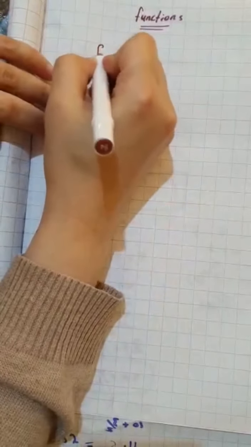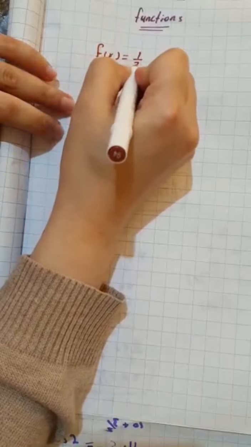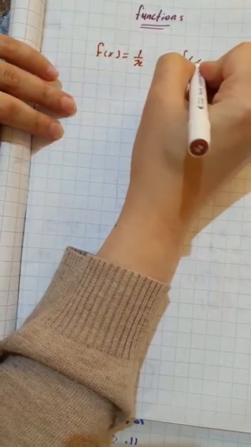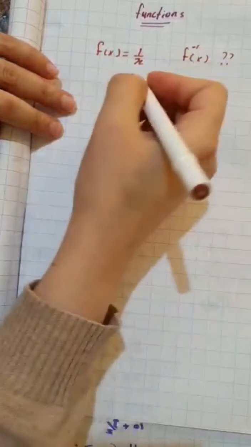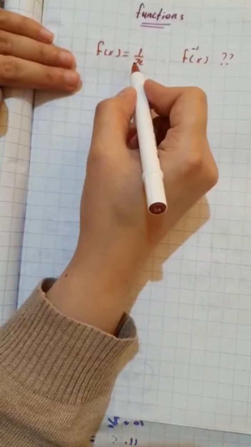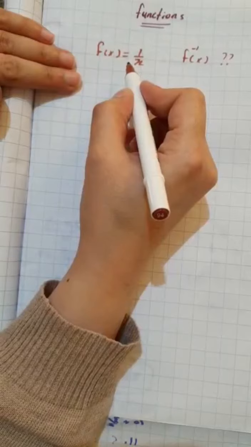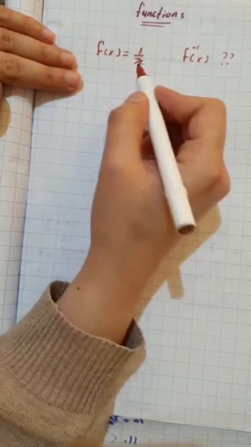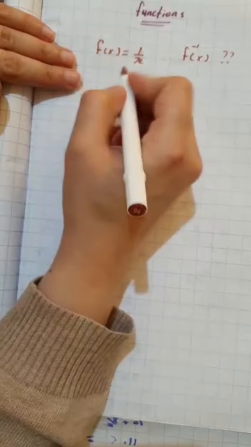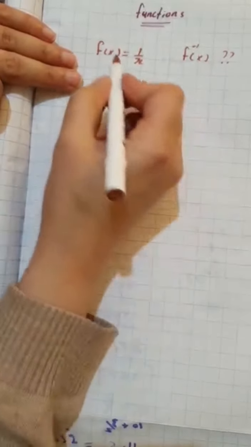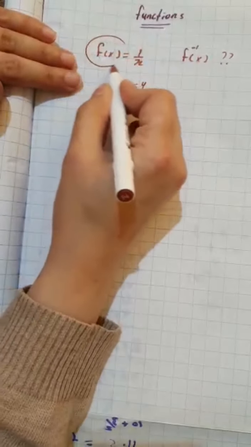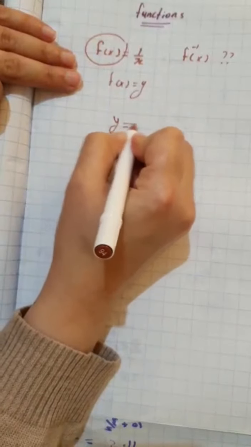So if we have f of x equal to 1 over x, and I need to find the inverse of this function, the most important thing here is that I need to get the x alone on one side. The easy way is just to replace f of x by y. So I'm going to put f of x equal to y. In this case, y equals 1 over x.